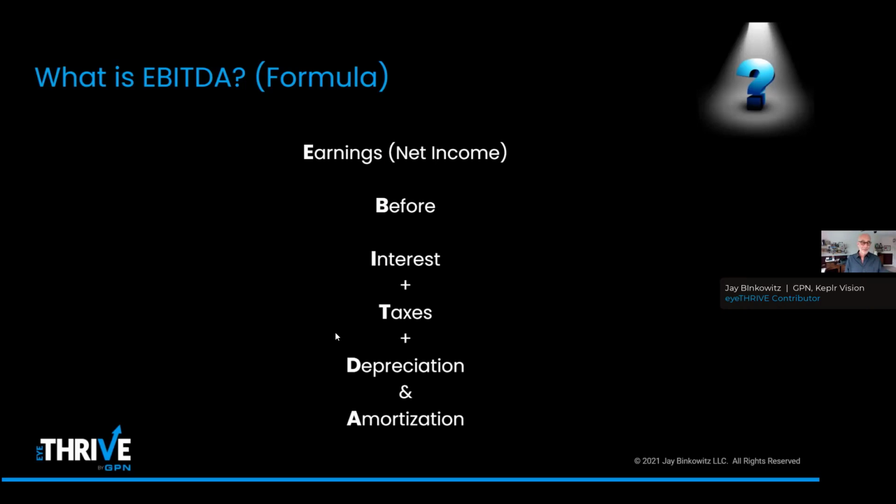Also, depreciation. If one practice is a little older and one's a little younger, the older one might have depreciated all their equipment already, while the younger one is still depreciating their equipment. So these factors really play havoc on the numbers, which is why it goes back to the beginning of the term EBITDA, earnings before, right? And that makes the playing field the same for everybody, right?